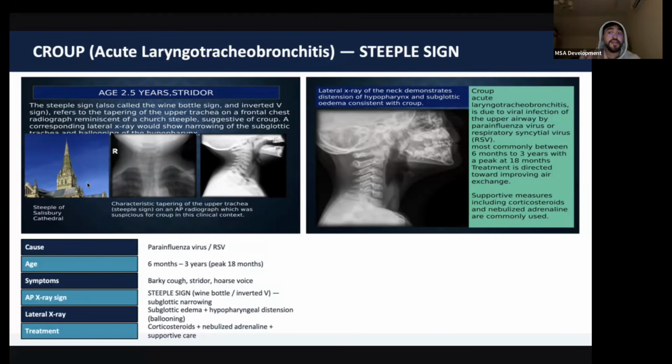So if we're having subglottic edema, what will happen to the airway resistance? It's going to increase. That's why these patients are going to present with inspiratory stridor. So that's very important to know. You don't really need to know the management, but I just put it here for the sake of completion. Corticosteroids, we give nebulized adrenaline and supportive care.